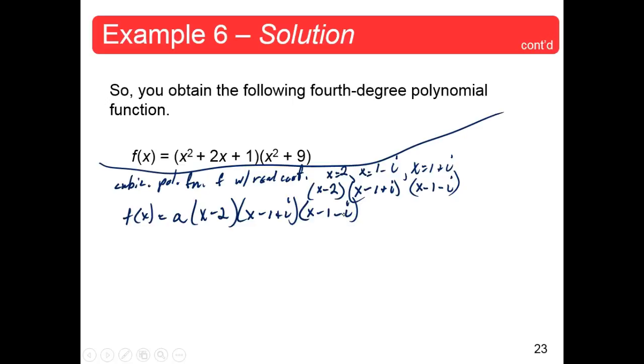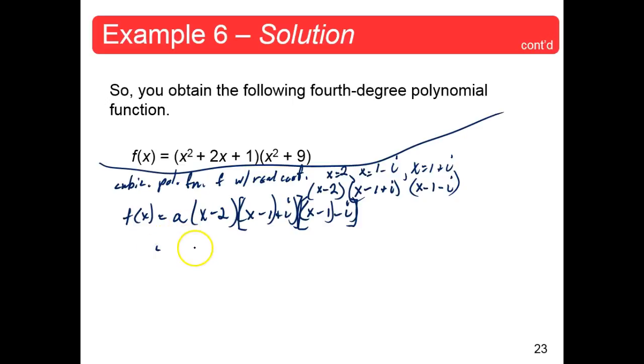Now, these two are a little messier to multiply. What you might want to do is keep this as an entity, but that gets a little messy too. So let's just go on and do these as they are. The book does something clever, so let me show you. Notice these both start with x minus 1, so you have x minus 1 plus i times x minus 1 minus i. Well, that's a sum and difference of the same two numbers.